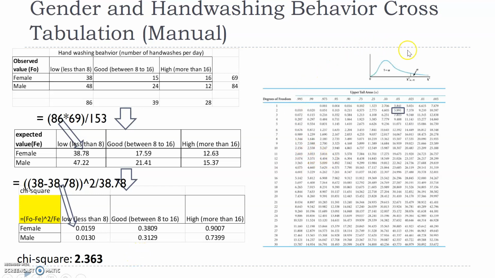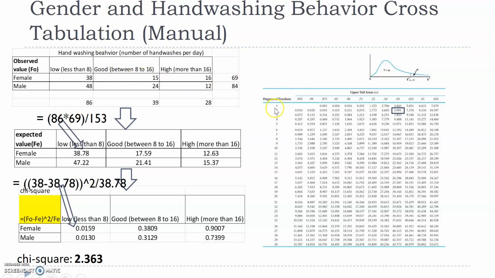Next step is to find out my critical value. So what is my degrees of freedom? Degrees of freedom is (row minus 1) multiplied by (column minus 1). I have 2 rows here, 2 minus 1 is 1. I have 3 columns here, 3 minus 1 is 2. So 2 multiplied by 1 is 2.